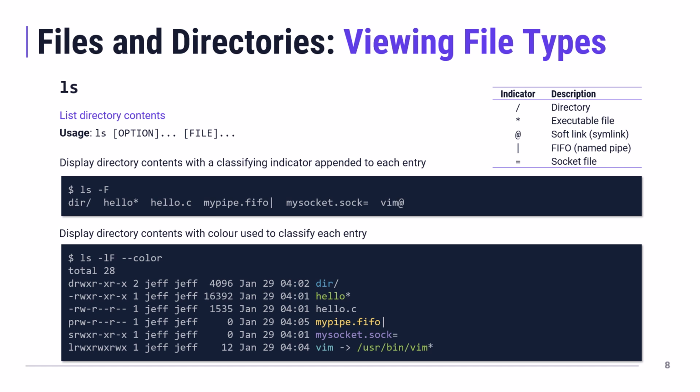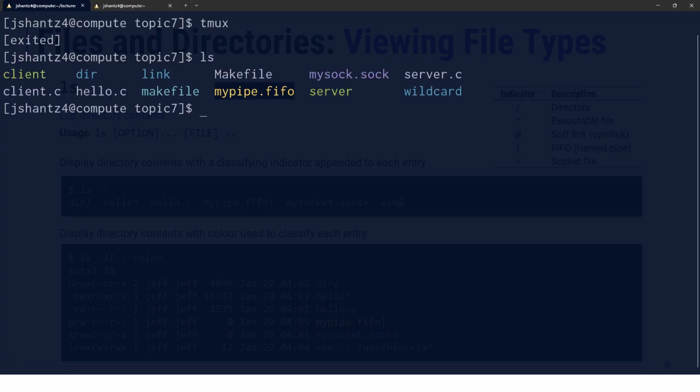If you want to view the type of a file, generally when you type ls, you see an indication of the file's type based on the color. So green is an executable file. We've got blue for directories, cyan for links, yellow for pipes, and so on.